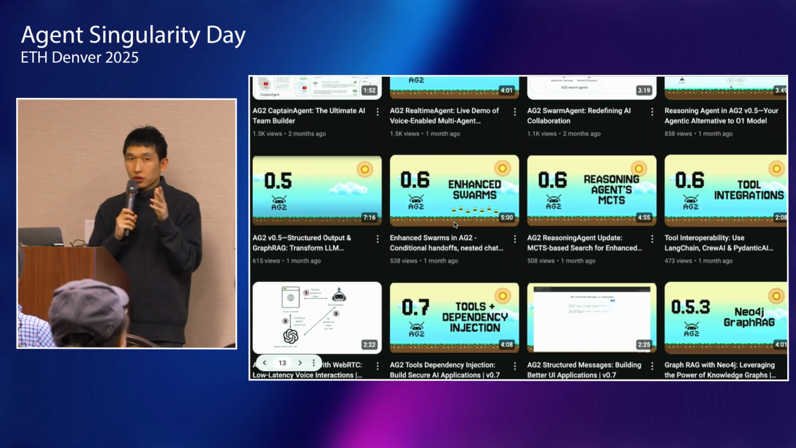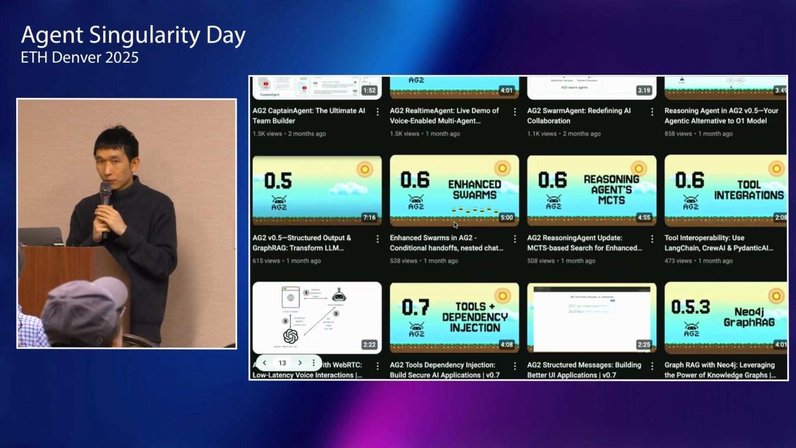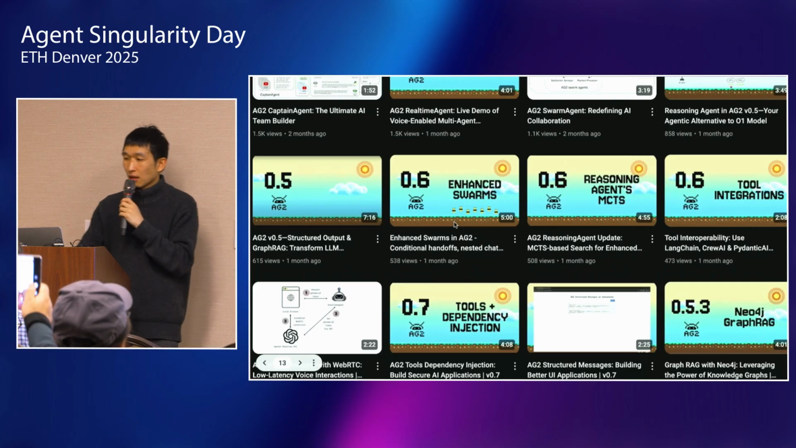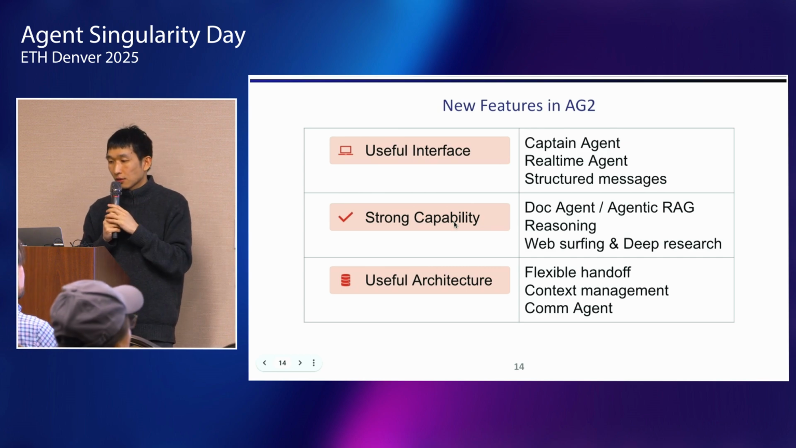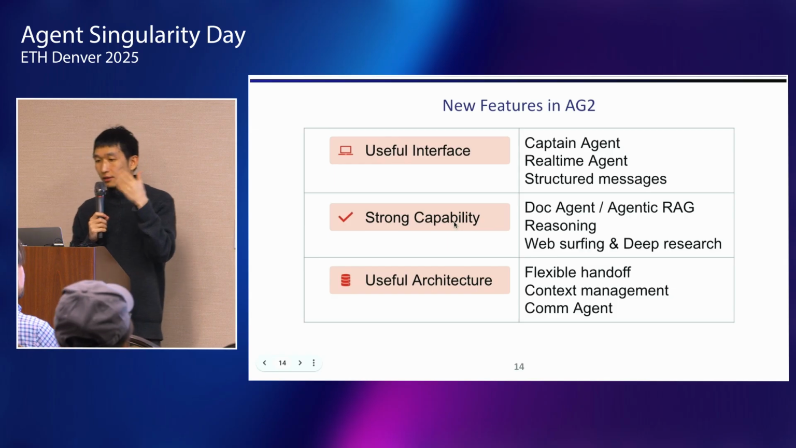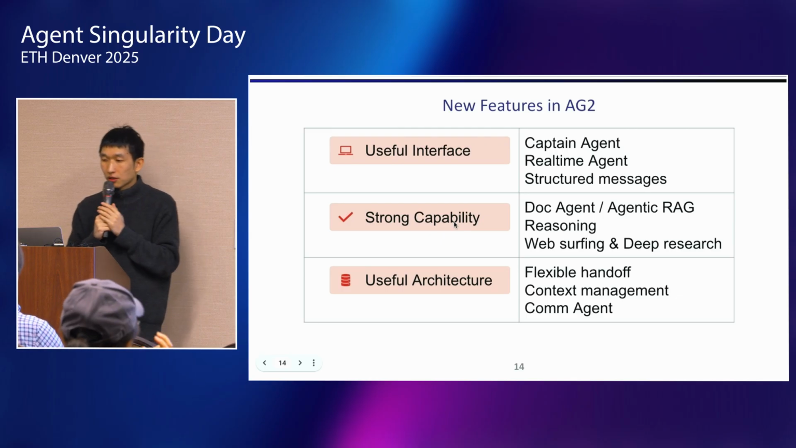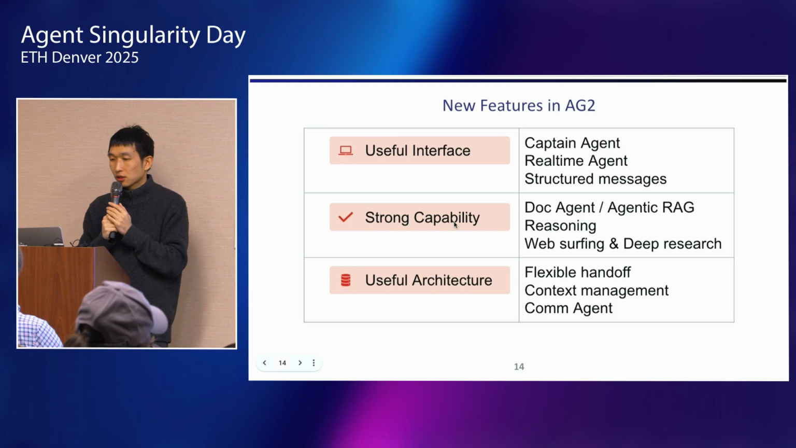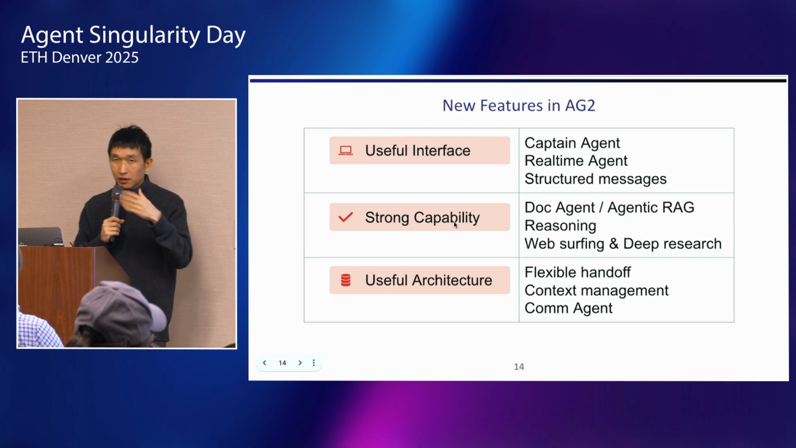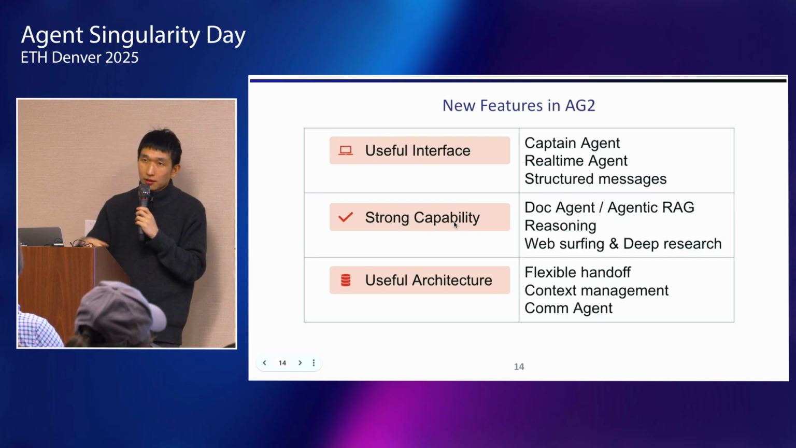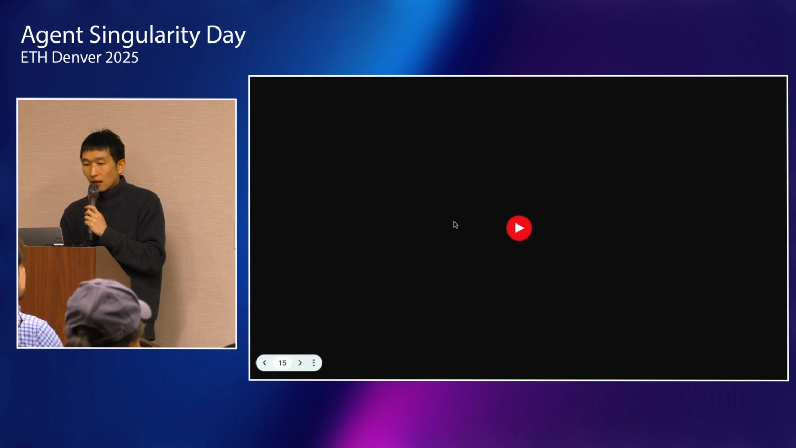And if you go to our AG2.ai website, you will find a link to the YouTube channel, and here are some examples of the recent highlights from AG2. I summarized some of the highlight new features in these three categories. The real-time agent is one example of the interface feature you already see. And there are capability features like reasoning, deep research, agentic RAG, and architecture-wise, you already see some of the interesting features about how to orchestrate multiple agents and communications and so on.